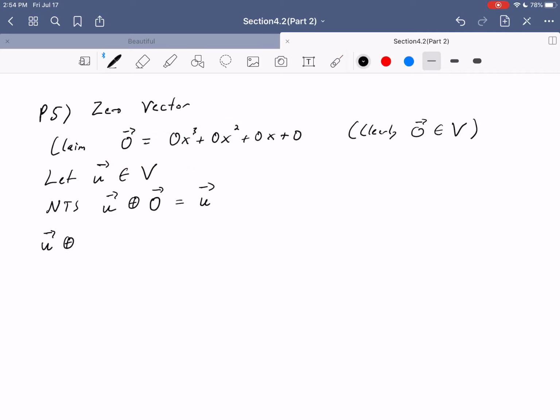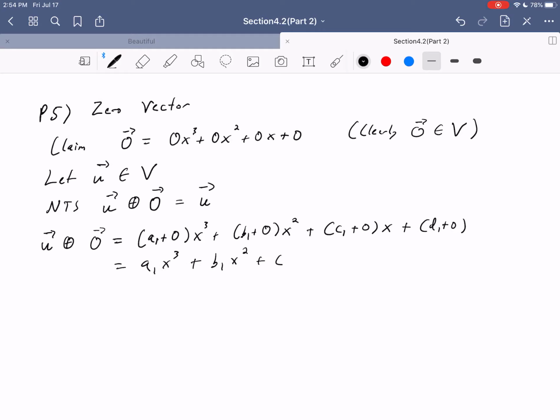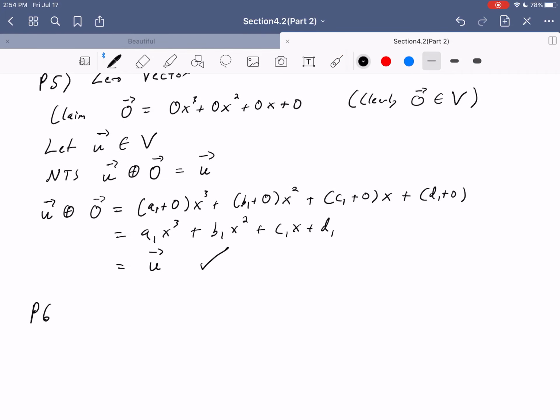So u plus 0. Again, we're going to work left to right here. Well, by definition, that's going to be a1 plus 0 x cubed plus b1 plus 0 x squared plus c1 plus 0 x plus d1 plus 0, which of course is just a1x cubed plus b1x squared plus c1x plus d1, which is indeed vector u. So there we go. So using this, the 0 polynomial is going to work as the 0 vector here. Perfect. Now we can go to property 6.